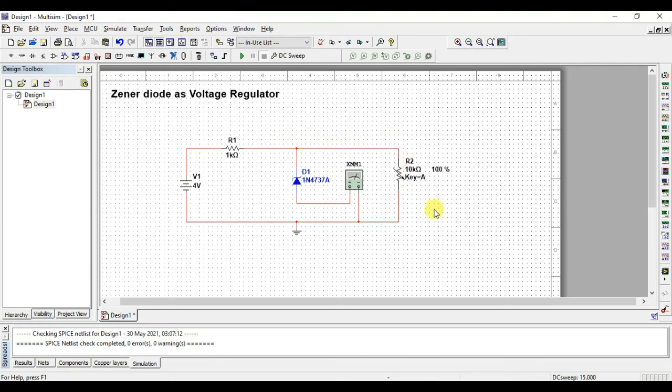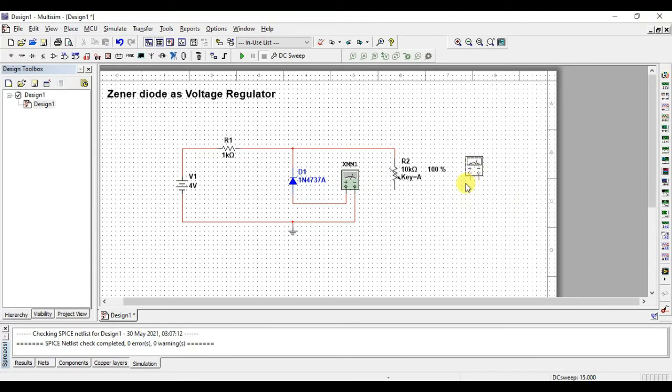Similarly, here also we need a voltmeter and ammeter. So here I have taken an ammeter. Here I should take a voltmeter like that. Here a voltmeter should be taken. Here an ammeter should be taken.